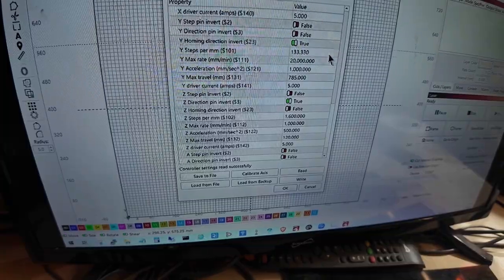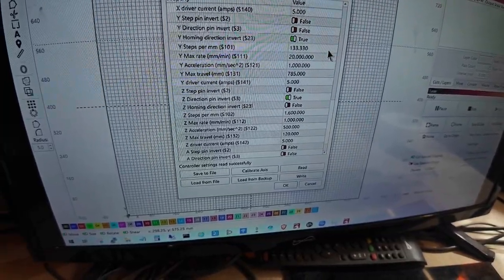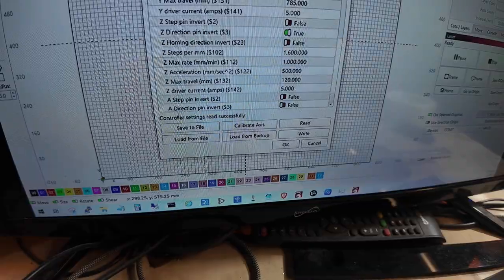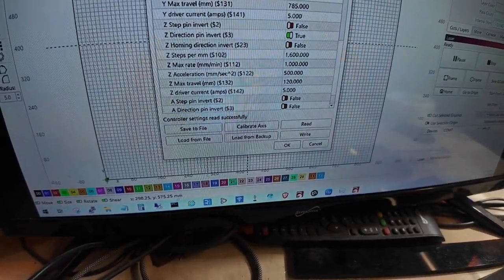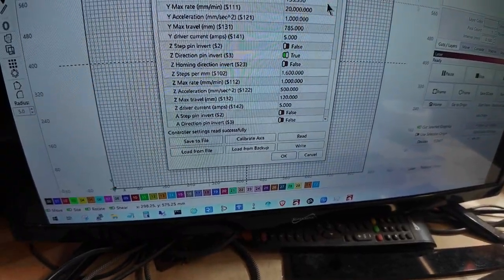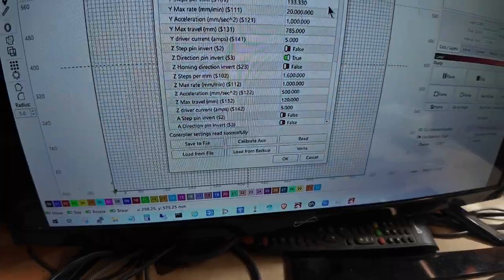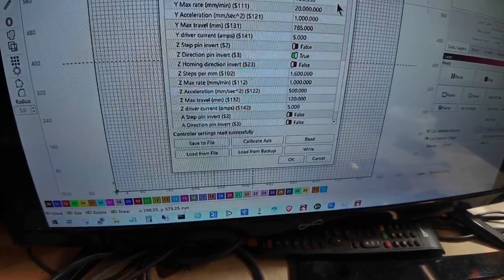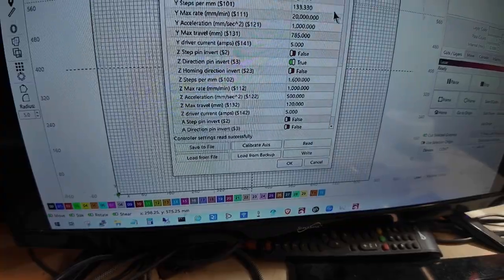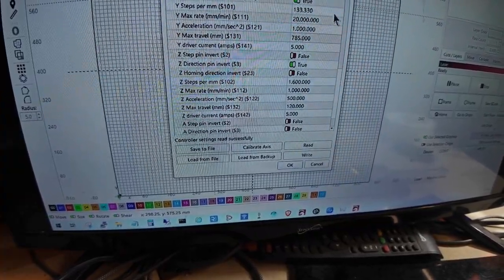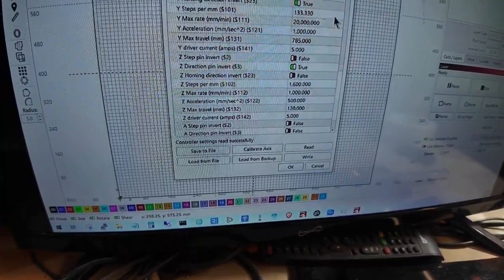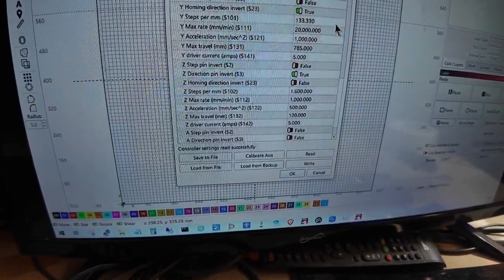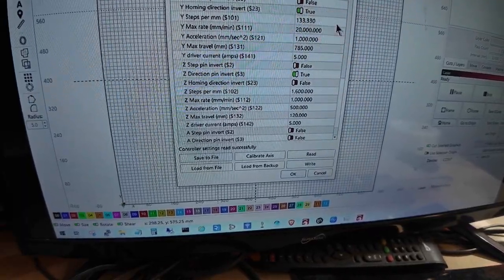RMC, I was curious about your question on Z, and if you look carefully, you will see that Z maximum travel is 120 millimeters, but steps per millimeter is 1,600,000. So you have many more points of resolution in the Z axis than you do in X and Y. So again, properly programmed, Z can be programmed just like X and Y.